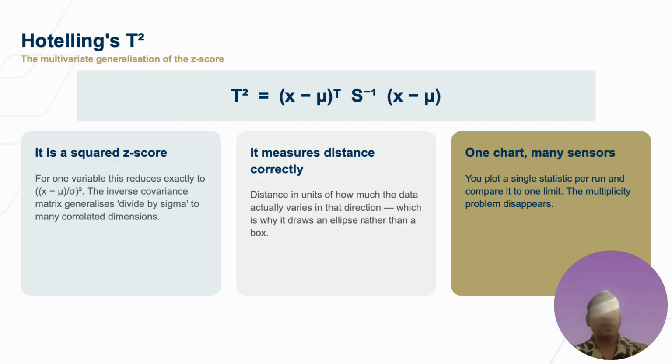And that is precisely why it draws an ellipse rather than a box. It measures distance in units of how much data actually varies in the particular direction. Directions where sensors move together are cheap, directions where they normally do not are expensive. One statistic per run, one limit. The multiplicity problem disappears because there is only one chart. And note what we have done: the same z-score from week 1, generalized. Still a distance from the center, measured in the units of the process's own variability.